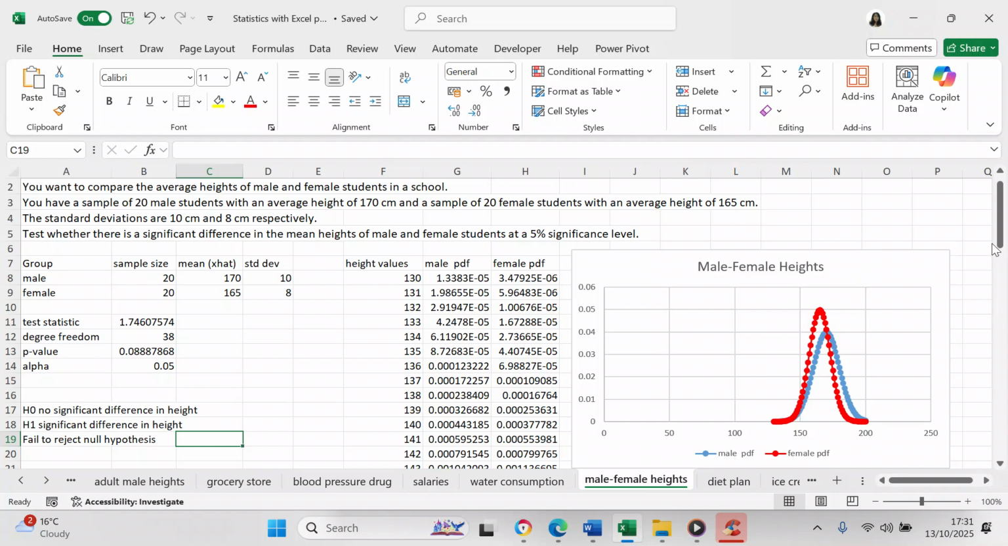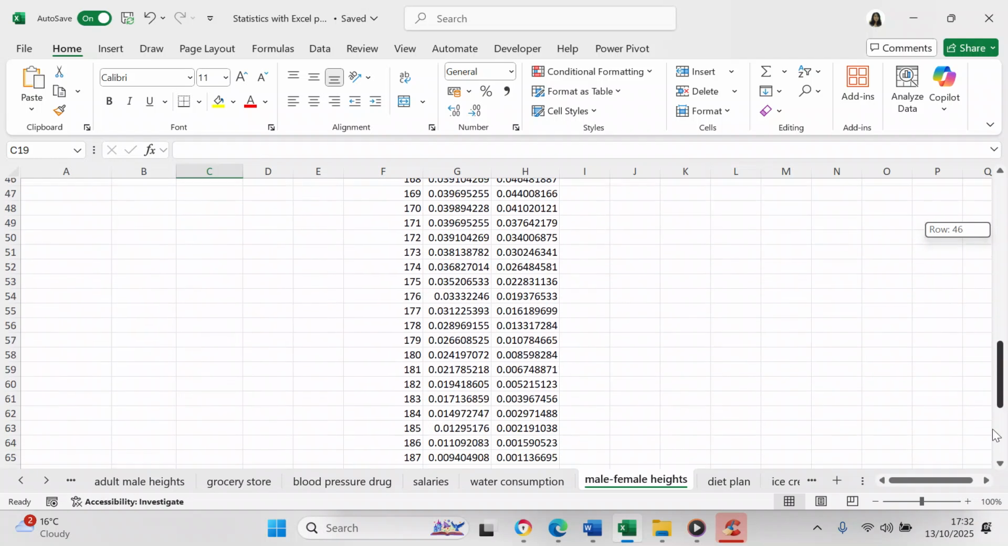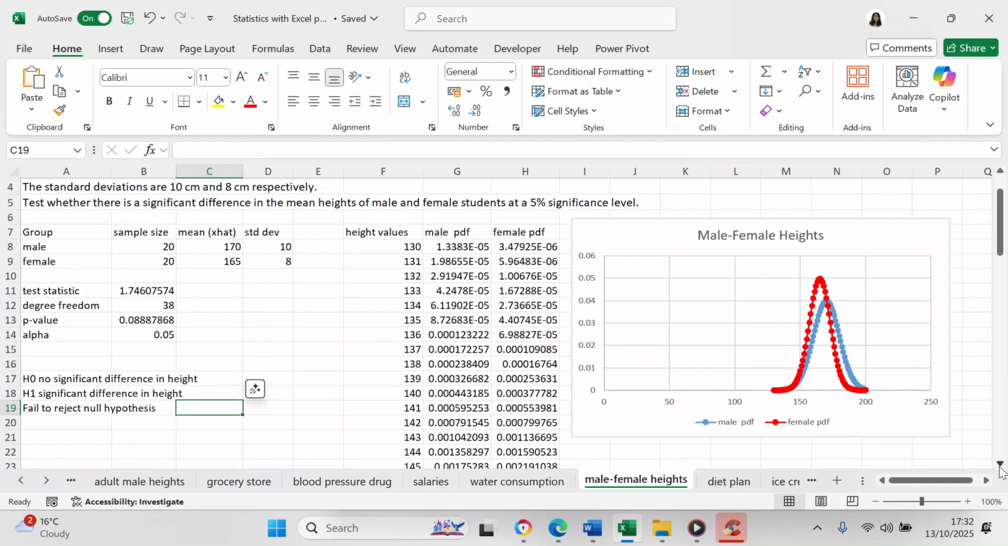So what we've done is we've created a chart so you can see the male and the female heights. We've checked heights between 130 centimeters to 200 centimeters. And you can see the male heights are in the blue and the female heights are in the red. So you can see that there's no significant difference between the male heights and the female heights.